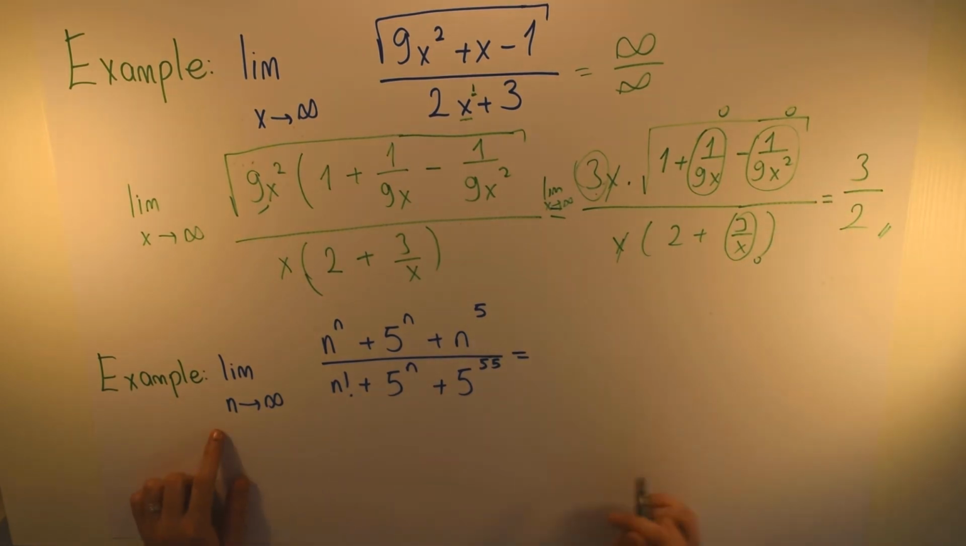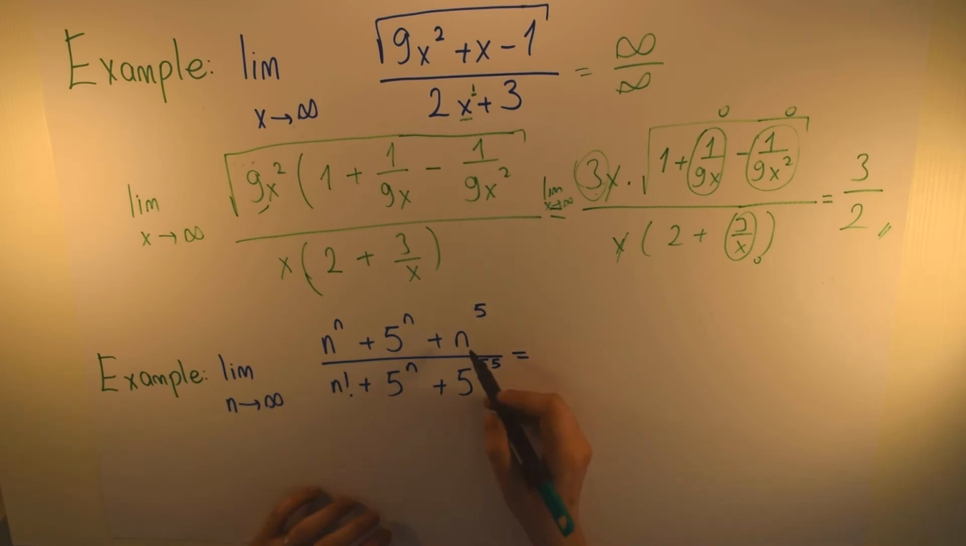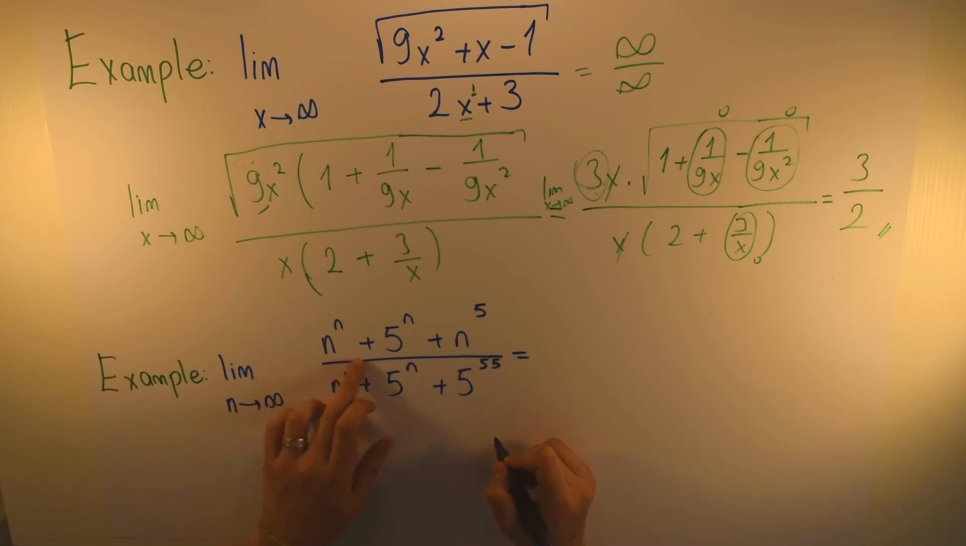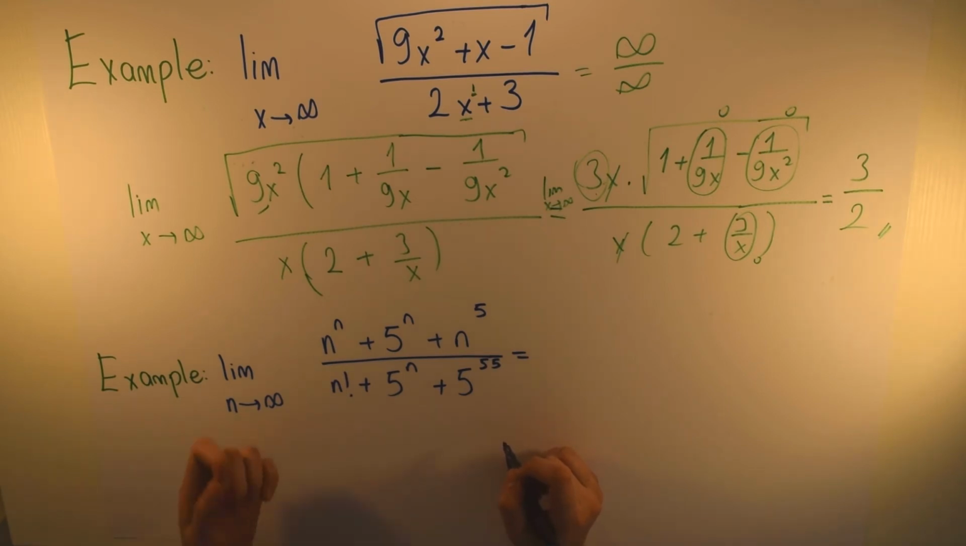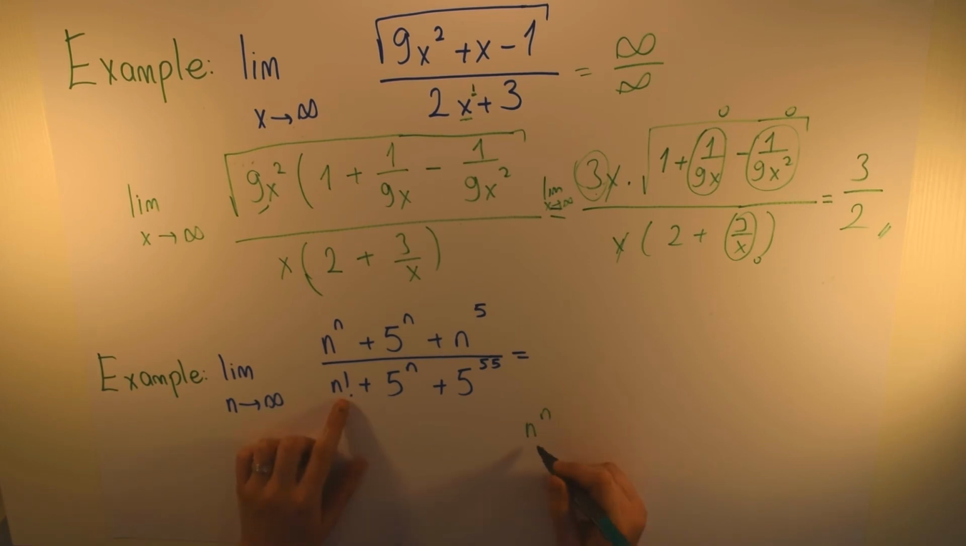So let's look at this example. Here we have limit as n approaches infinity of n to the power of n plus 5 to the power of n plus n to the power of 5, over n factorial plus 5 to the power of n plus 5 to the power of 55. In this fraction, which one is greater, n to the power of n or n factorial?